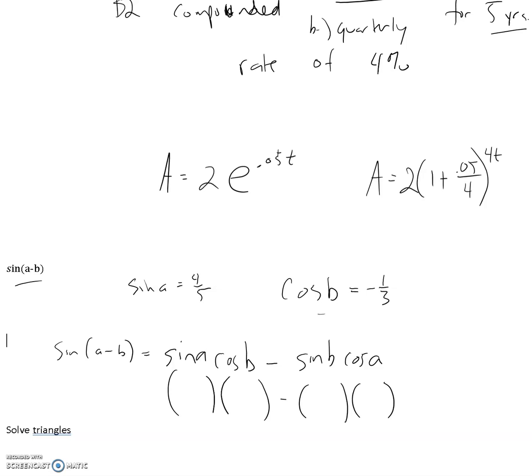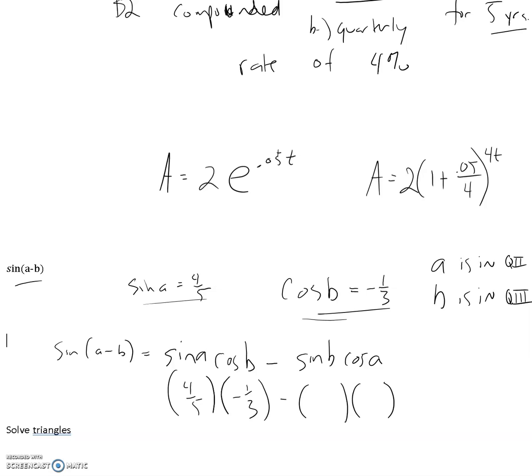And some of them are given, right? Cosine b, that's -1/3. Sine a, that's 4/5. But I still have to find these two. And I have to give you more information because sine's positive in 2 quadrants, cosine's negative in 2 quadrants. So I might say a is in quadrant 2. And I might say b is in quadrant 3.